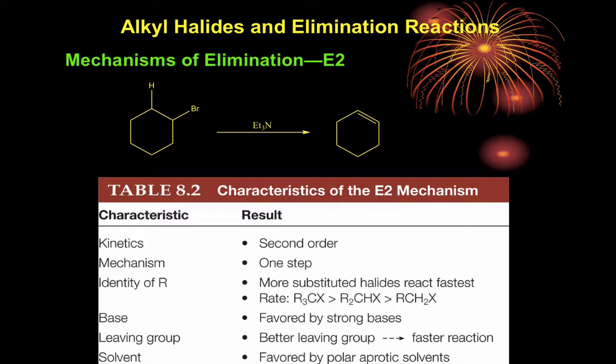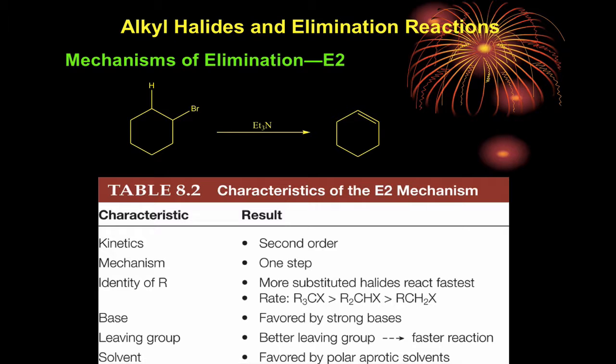So if we look at an E2 mechanism, right, we can take an alkyl halide. In this case, we're taking a secondary alkyl bromide. We're reacting it with a base. In this case, we're just using triethylamine as a base. It works out pretty well here. We eliminate through a beta elimination, and we get cyclohexene out of the reaction.